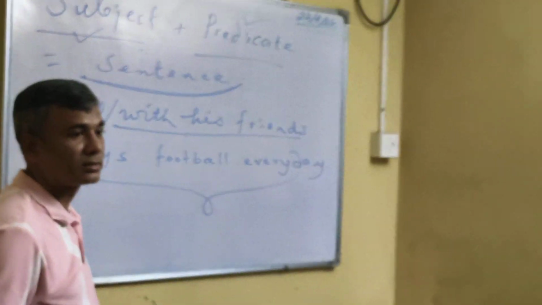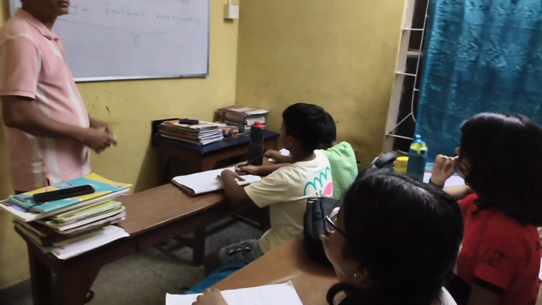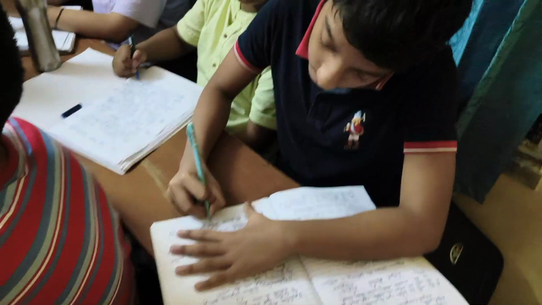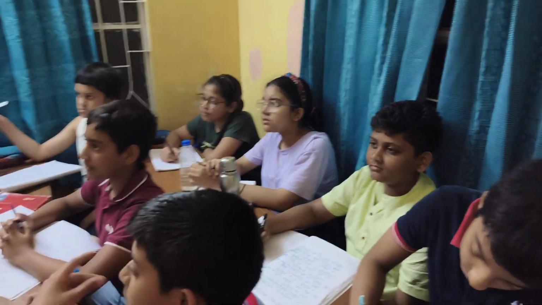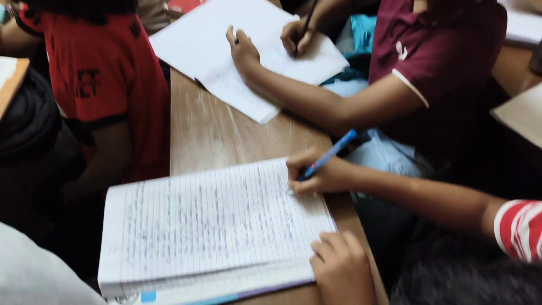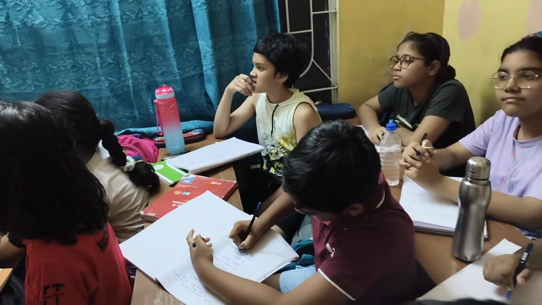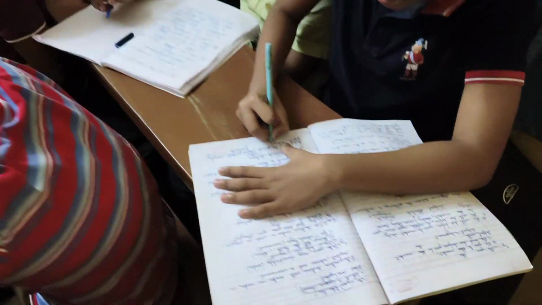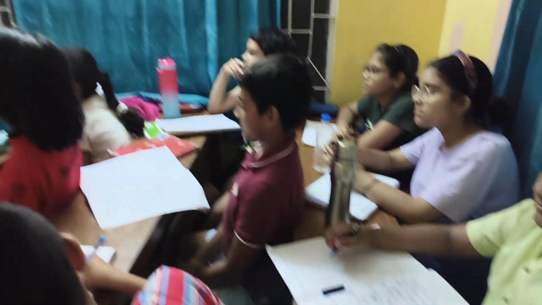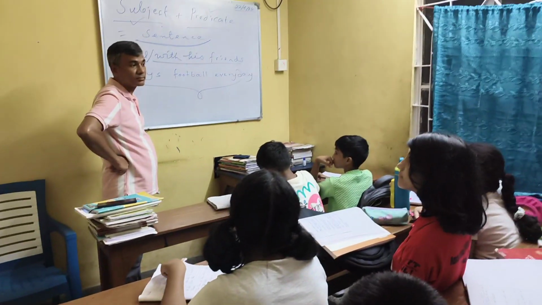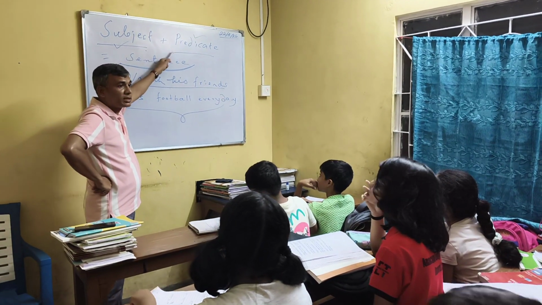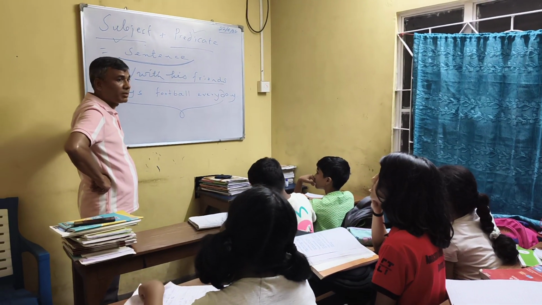Who is the subject? What is the enlargement? With his friends. Predicate? Subject: Rahul. Enlargement: with his friends. And the predicate: what is told about Rahul? Plays football every day. That is the predicate. So the predicate tells us about the subject.